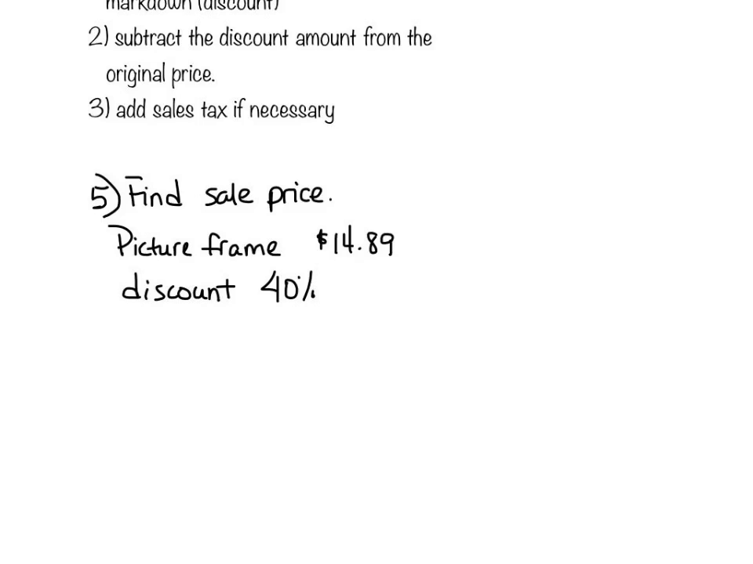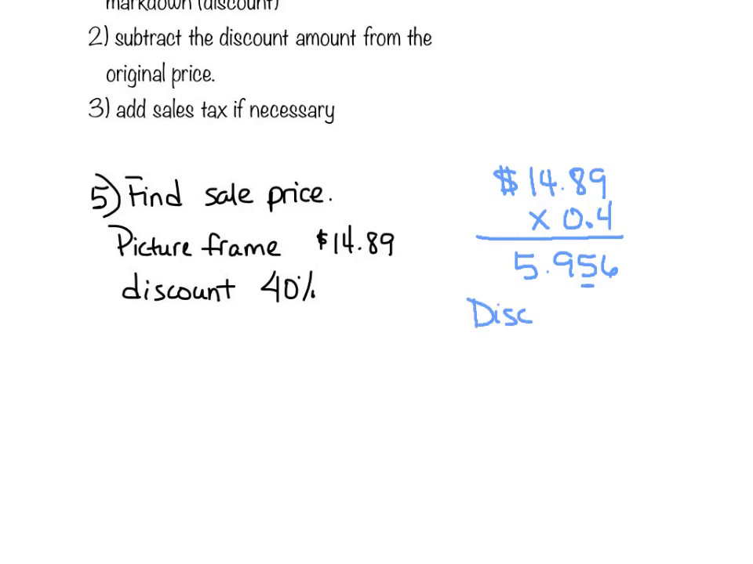Well, let's find out how much you'll wind up paying for this picture frame. If the original cost of the picture frame is $14.89, let's find out what 40% of that is. So we'll multiply that by 0.4. Okay, so use your calculator. Let's do $14.89 times 0.4. And so I get 5.956. Of course, that's not money. We need to round it to the hundredths place. So we know that the discount is $5.96.